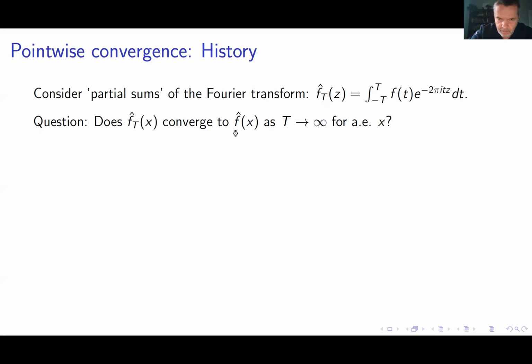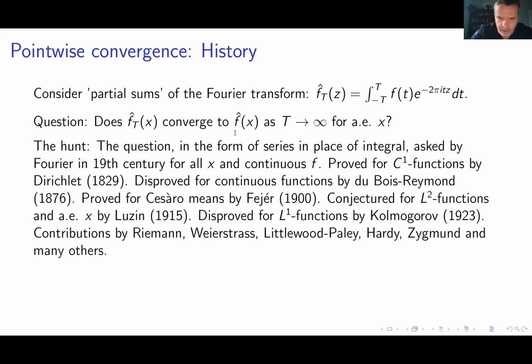And of course, most of you know the history of this problem, but let me just remind you some of it because it's really a fascinating story which contains so many famous names. The question about the convergence of partial sums of Fourier series was formulated by Fourier himself in the 19th century. Of course, terms like almost everywhere did not exist back then, so it was formulated for continuous functions and all x. It was proved for smooth functions by Dirichlet in 1829, and then disproved for continuous functions by Du Bois-Reymond in 1876. Then with a slightly weaker convergence, it was proved by Fejér for Cesàro means.